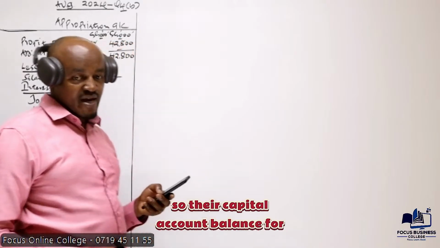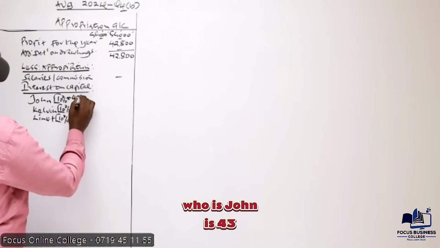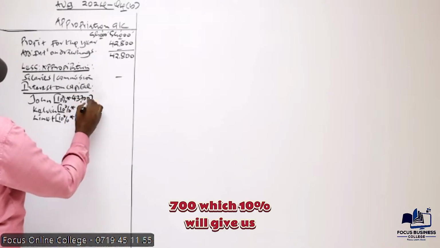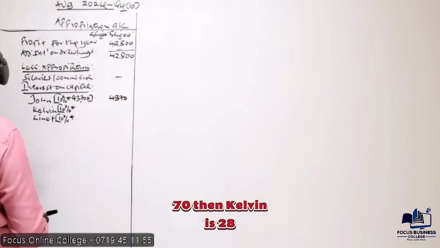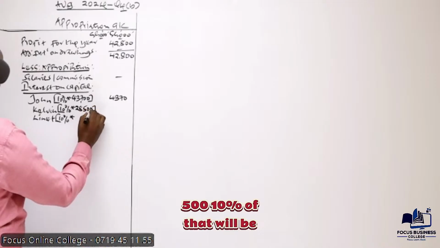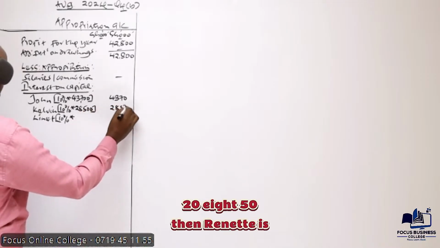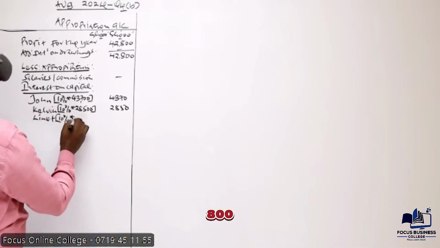So the capital account balance for the first partner, who is John, is 43,700, which 10% will give us 4,370. Then Kelvin is 28,500. 10% of that will be 2,850. Then Renette is 18,800.